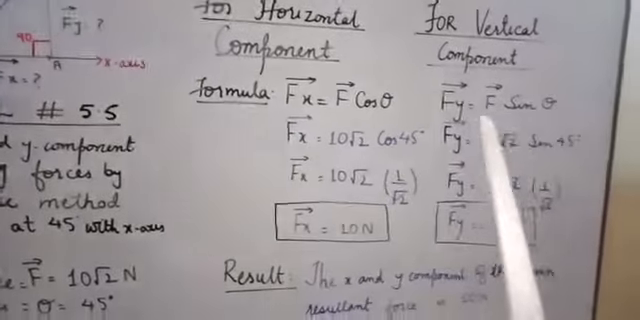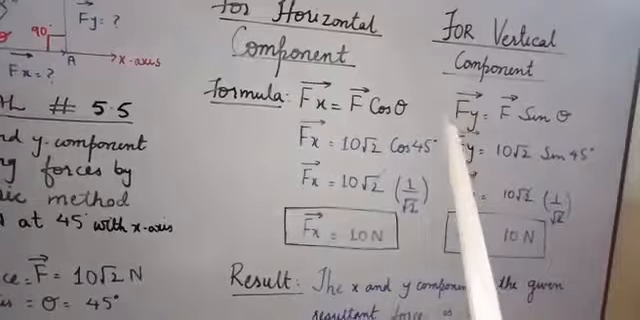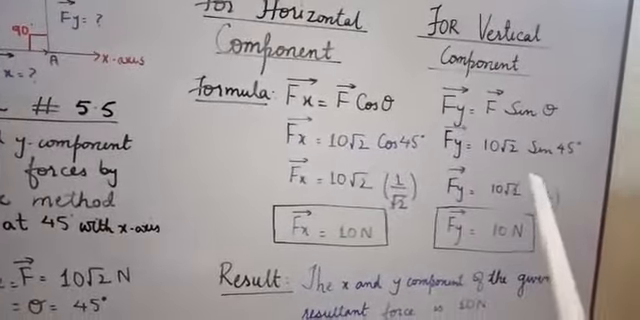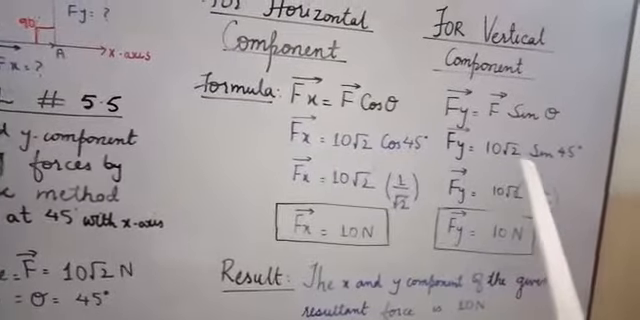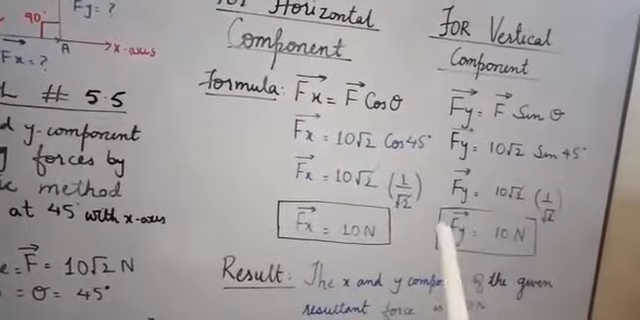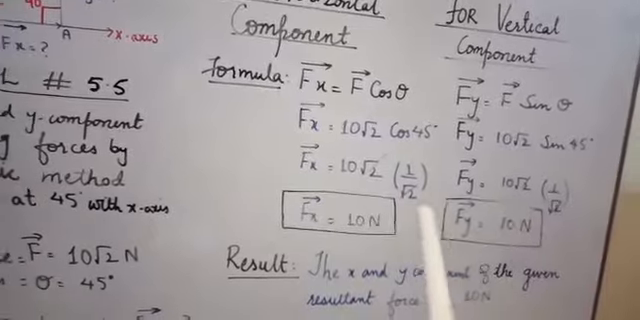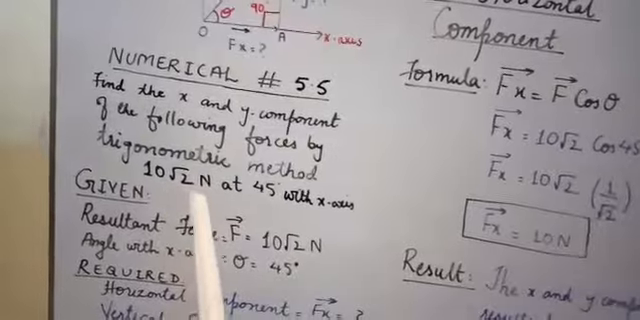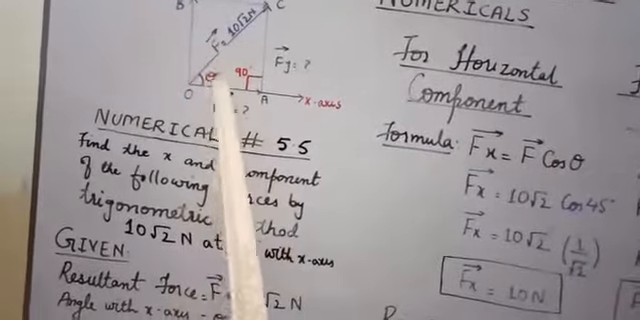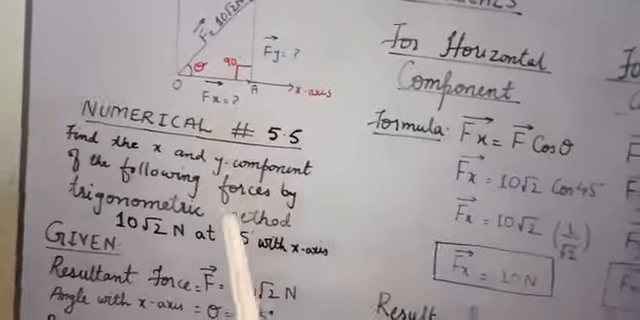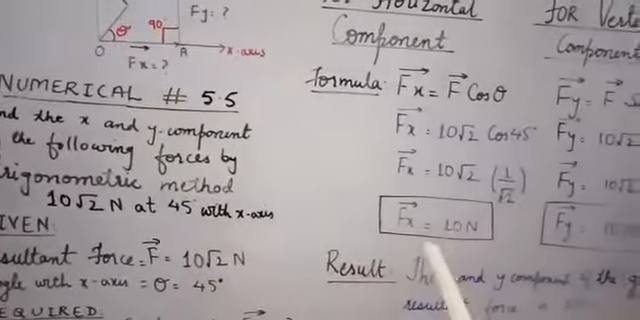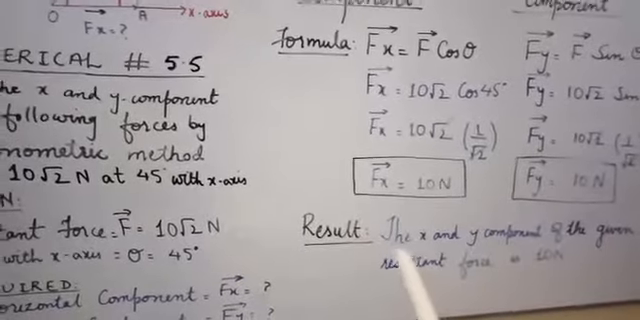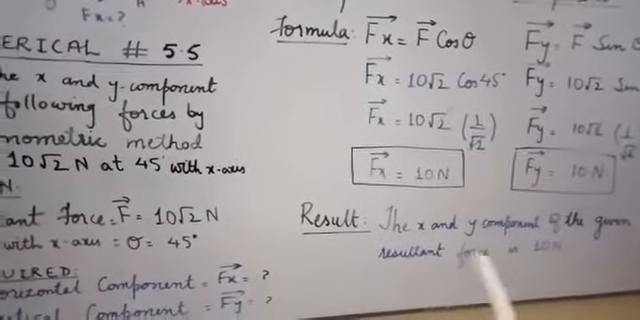You can see here that in the vertical component, the formula is Fy is equal to F sin theta. Here again sine 45 is equal to 1 under 2. So when we cancel this under 2 with this under 2, the component remains the same. So it means that in this question, when the force is 10 under 2 Newton at 45 degrees, the theta is also given here, 45 degrees, so Fx becomes 10 Newton and Fy becomes 10 Newton. You will write down the result: the x and y component of the given force is 10 Newton.